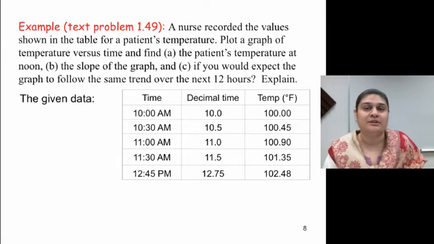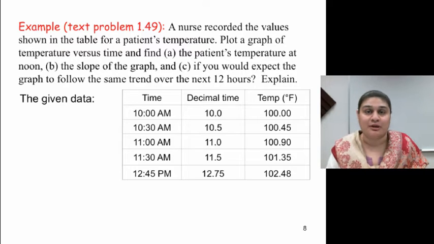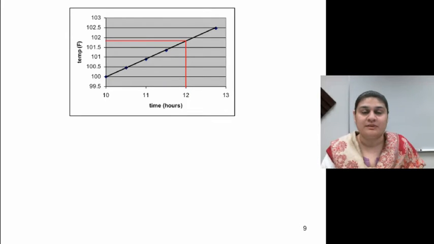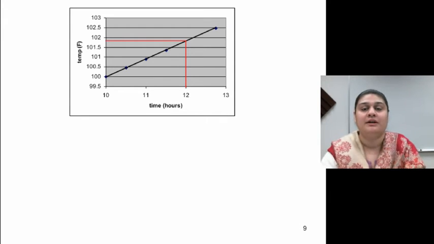So here's a really good example of plotting data. For example, a nurse records a value shown in the table for a patient's temperature. First, plot a graph of temperature versus time, and then from that graph, determine the patient's temperature at noon, the slope of the graph, and whether you would expect the graph to follow the same trend over the next 12 hours. Okay, so first of all, this is what the graph over time of the patient's temperature will look like.